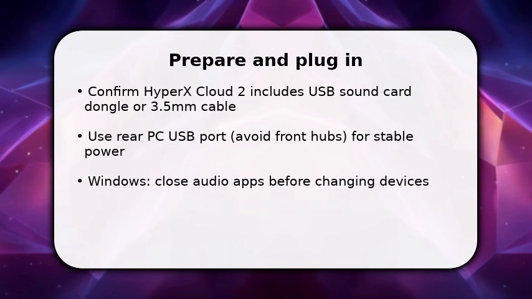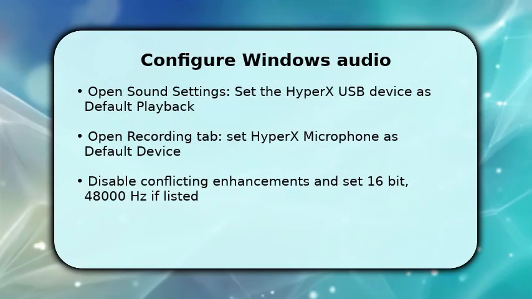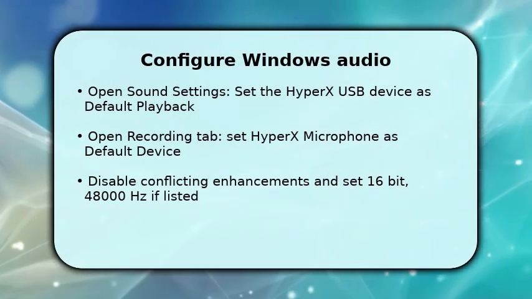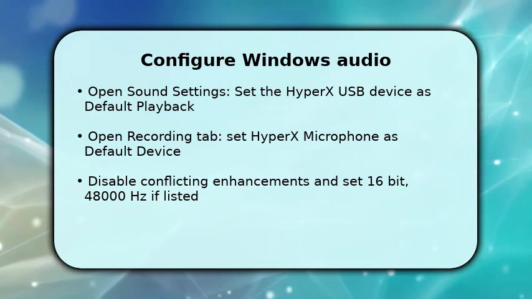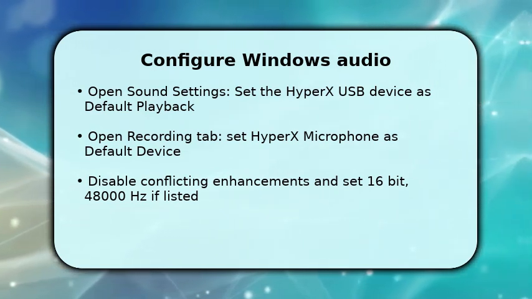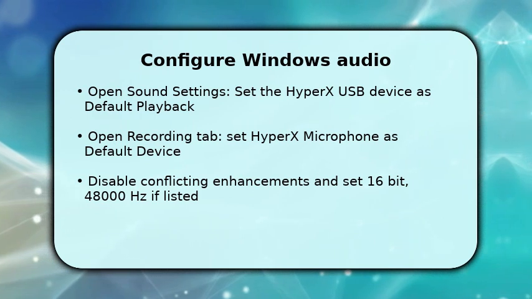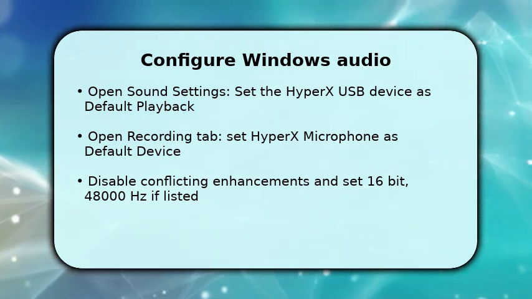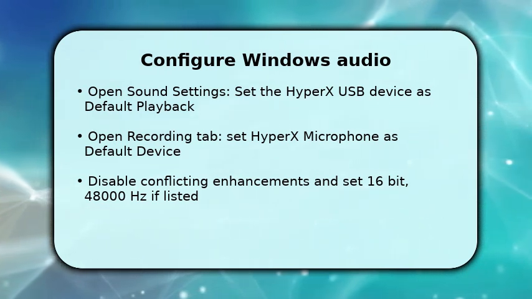Now make the HyperX device the active one in Windows. Right-click the speaker icon, open Sound Settings, and choose the HyperX USB device as default playback. Then open the Recording tab and set the HyperX microphone as default device.